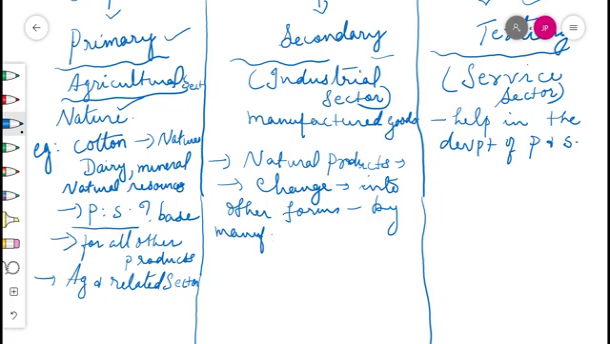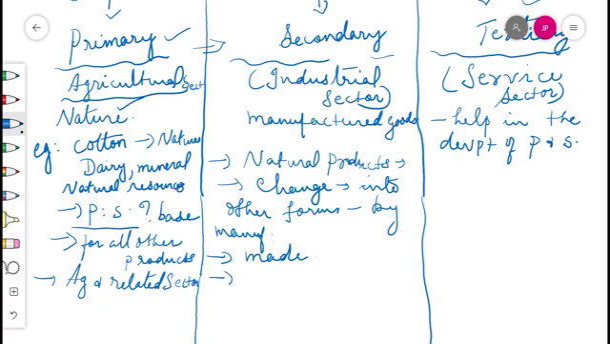So, the next step after primary is secondary. The product is not produced by nature, but it has to be made. That's another value word. Therefore, some process of manufacturing is essential. So, it's also called the manufacturing sector, in a factory or a workshop or at home also.